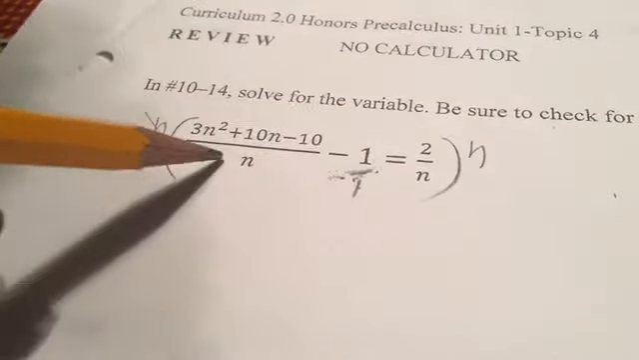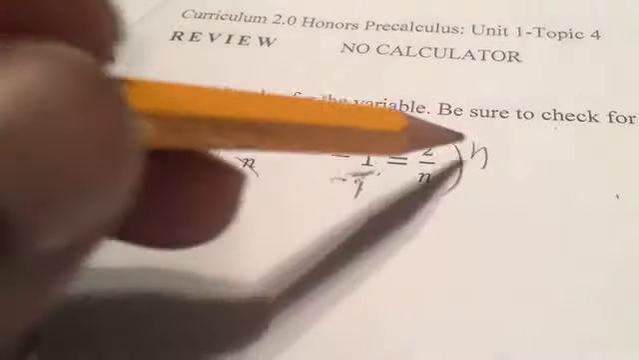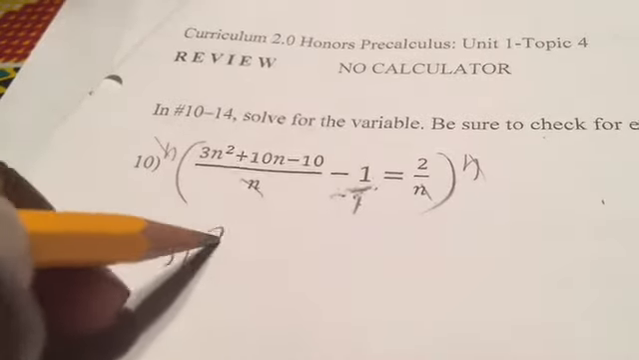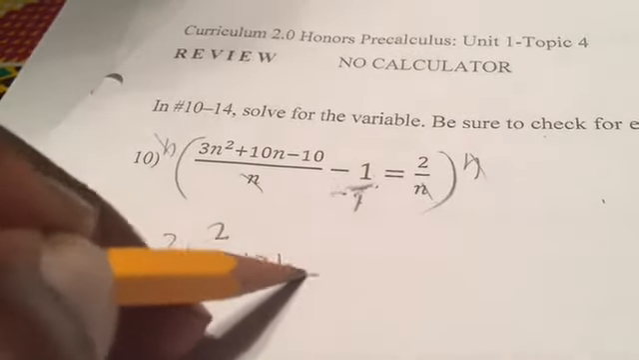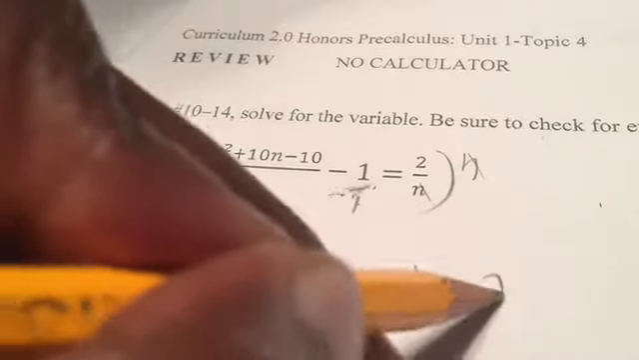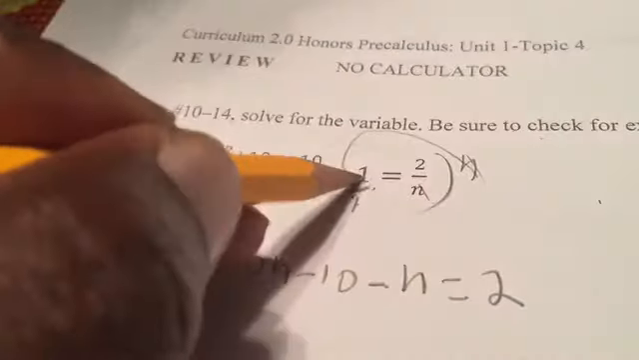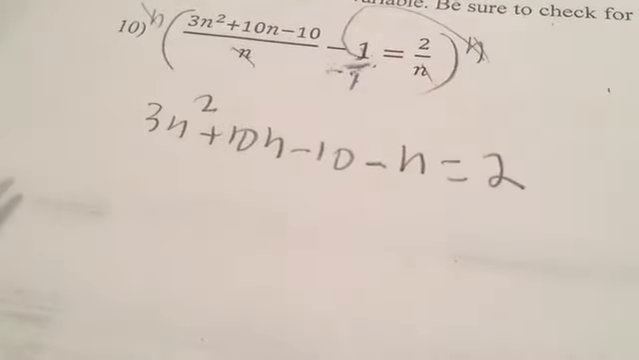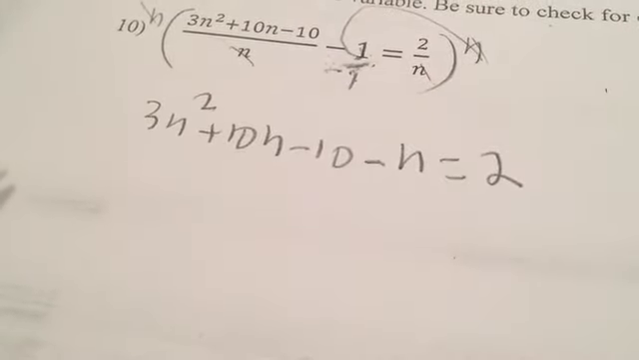Guess what's going to happen? This is going to cancel this one, right? This is going to cancel this one, and I'm going to be left with 3n squared plus 10n minus 10, minus n equals 2, because if you multiply n times this, it gives you n, right? And then now you can solve this problem because it's a lot easier to work with now. You see what I'm saying?